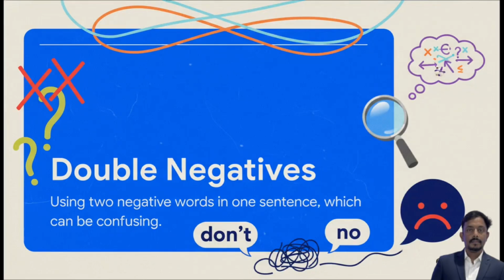All right, next up, the double negative. This is a bit of a weird rule in English. It's when you use two no words, like "don't" and "no," in the same sentence. And just like in math, two negatives, well, they cancel each other out and make a positive. It can get really confusing and flip your meaning upside down.